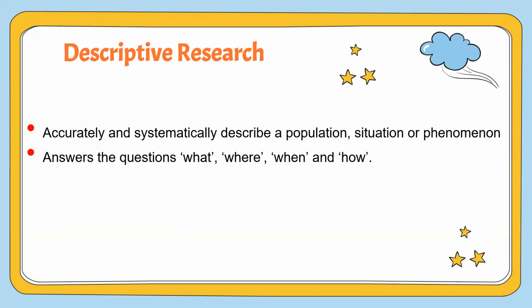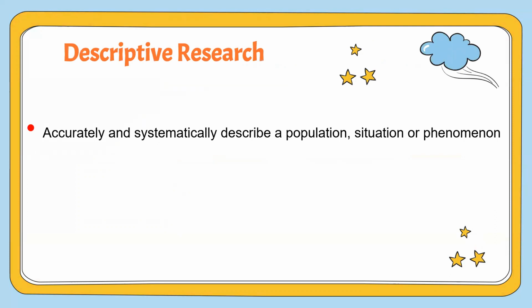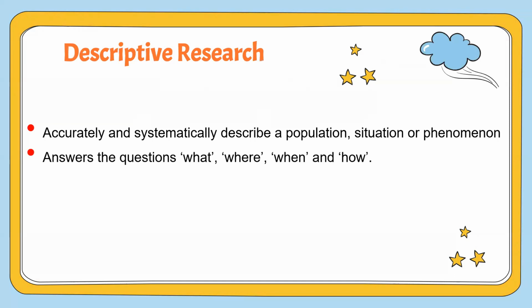In descriptive research, as we can understand, it describes a population, situation, or phenomenon, but this description is done accurately and systematically. And then we also say that it answers the question what, where, when, and how. So here we can see that it does not pertain to answer the question why, because the descriptive research areas deal with topics that have not been explored in depth, or that are fairly new, and so therefore the why part is not taken into consideration in this type of research. So we are more concerned with what is the nature of the problem, where has the problem occurred, when did the problem occur, and how did it occur.